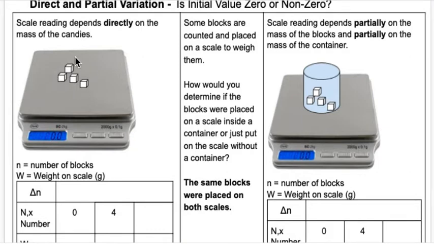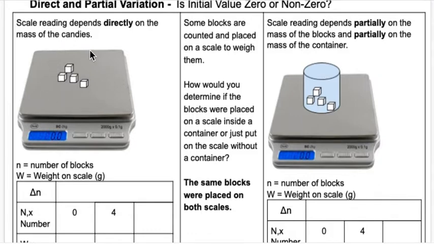Okay, so we can think about that. And then over here, what does the weight depend on? Does it depend on the blocks and the container, or just the blocks or just the container? Another question is, as I add more blocks onto the scale, does the weight of the container change, or is that constant? Or if it's empty, with no blocks, what's the initial weight on this scale? Is it 0 or is it the weight of the container?